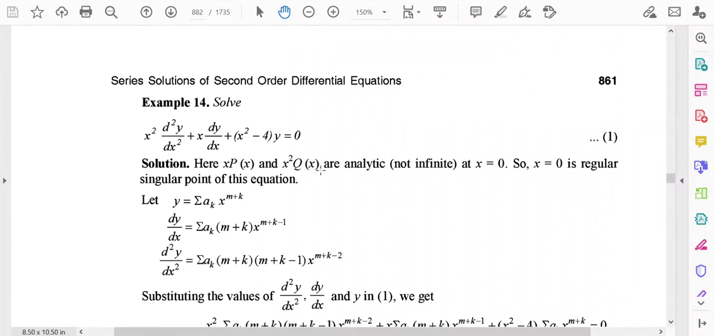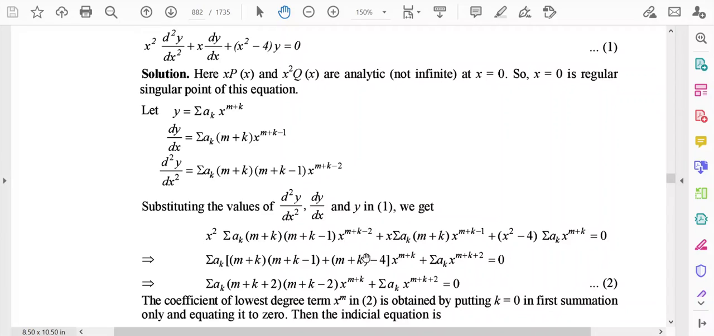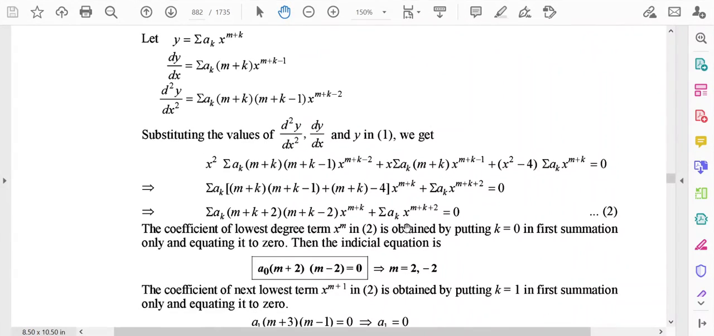So let us go through an example. This is the differential equation and we have to solve it. At first, just like earlier problems, you have to check whether x is equal to 0 is a regular singular point or not. After checking the x is equal to 0 point, you have to assume the standard format, that is, you have to assume y is equal to this one. Then you have to calculate dy by dx and d square y by dx square. Then you have to substitute all these values in the given equation and simplify. After simplifying, you obtain equation 2.